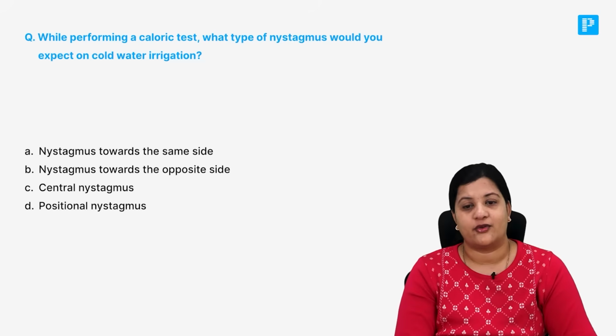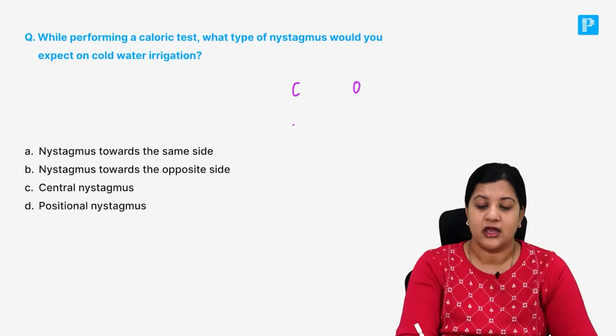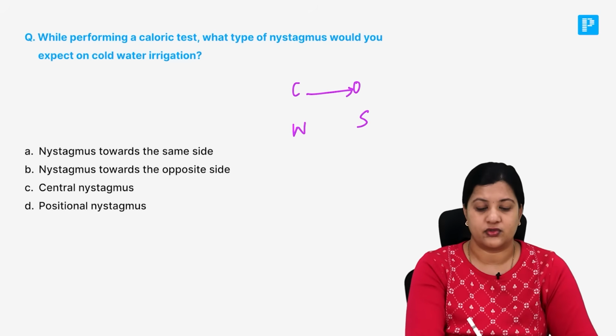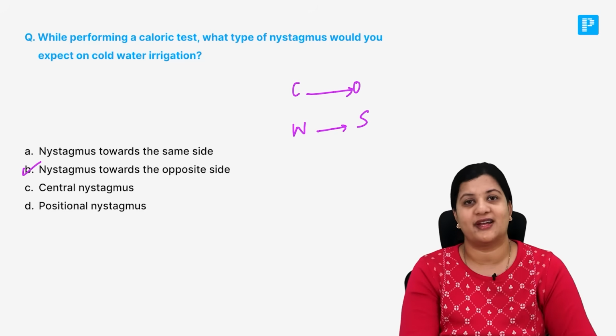While performing caloric test, what type of nystagmus would you expect on cold water irrigation? This is a simple rule where we have learnt COWS. Cold water will cause nystagmus towards the opposite side and warm water will cause nystagmus towards the same side. So the correct answer is cold water to the opposite side.